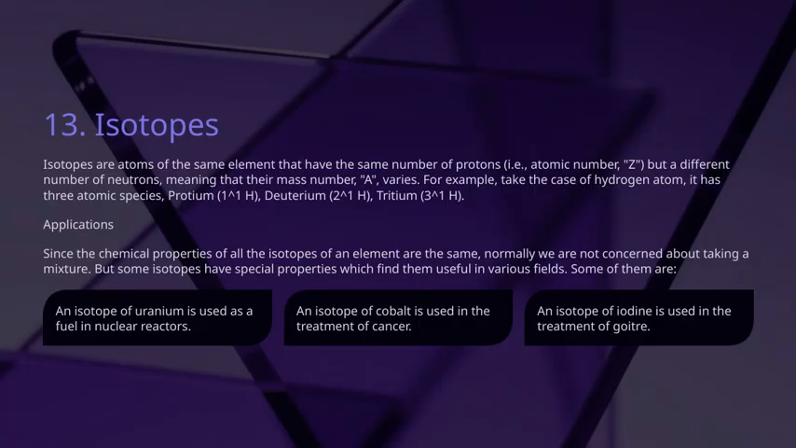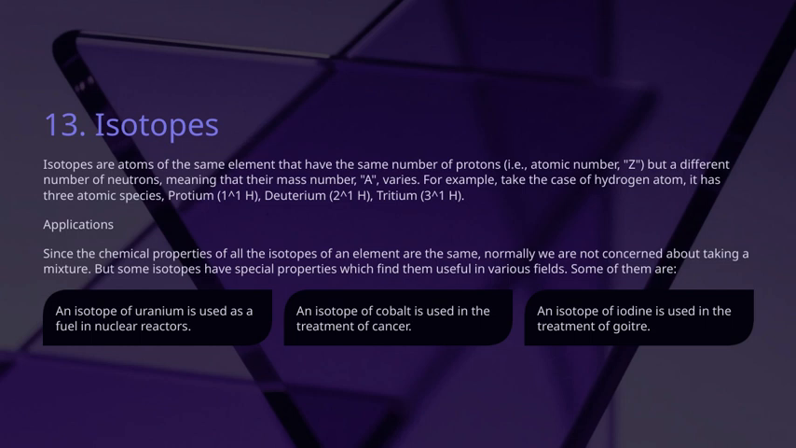Let's talk about isotopes, which are fascinating because they are essentially the same element but with a twist. They have the same number of protons, which we call the atomic number, or Z, but they differ in the number of neutrons. This means their mass number, A, varies from one isotope to another. For example, take hydrogen. It has 3 common isotopes: protium, which has just 1 proton and no neutrons, deuterium, with 1 proton and 1 neutron, and tritium, which has 1 proton and 2 neutrons.